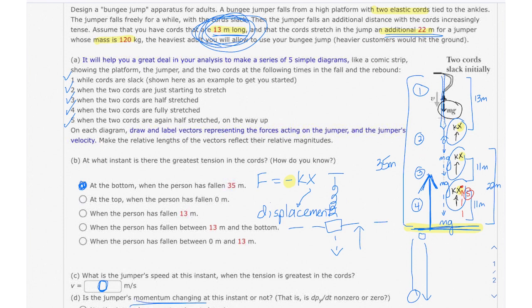Up next, we'll talk about the changing momentum that we see asked about here in part D.